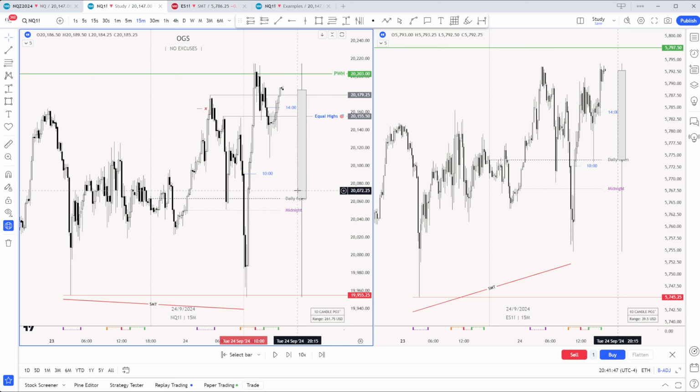Session highs and lows. As we just discussed, also previous day high, previous day low, previous week high, previous week low, and also equal highs and equal lows, which I understand are important liquidity pools. There's a lot of liquidity resting below these levels.